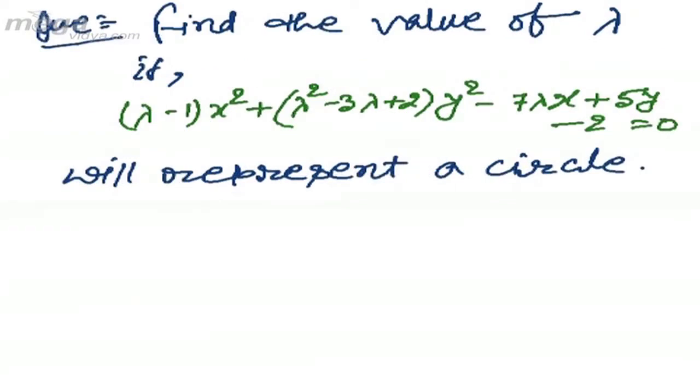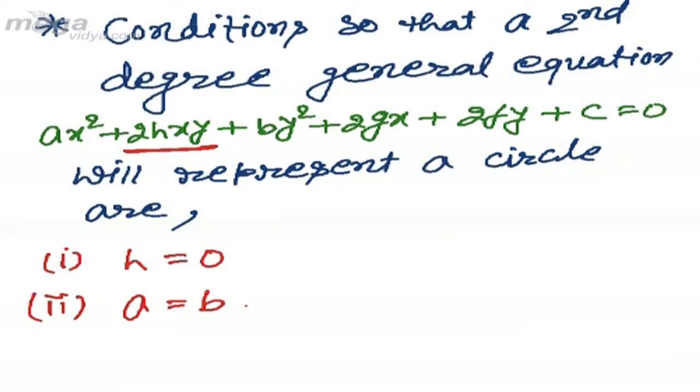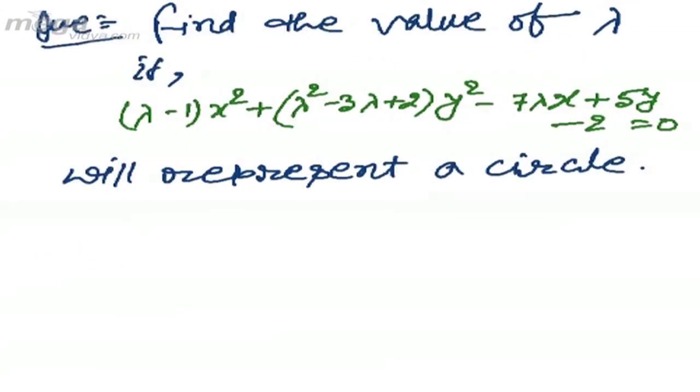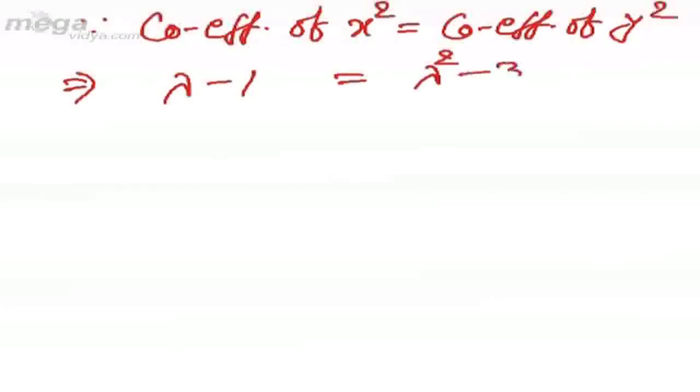Now the coefficient of x square and the coefficient of y square are different. So we have to make both the coefficients equal. We will equate them to make it the general equation of a circle. I am writing here, since the coefficient of x square should be equal to the coefficient of y square, so we'll get here lambda minus 1 equal to lambda square minus 3 lambda plus 2.